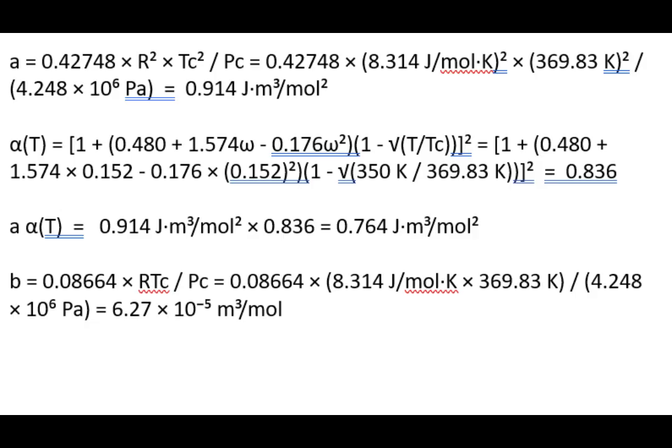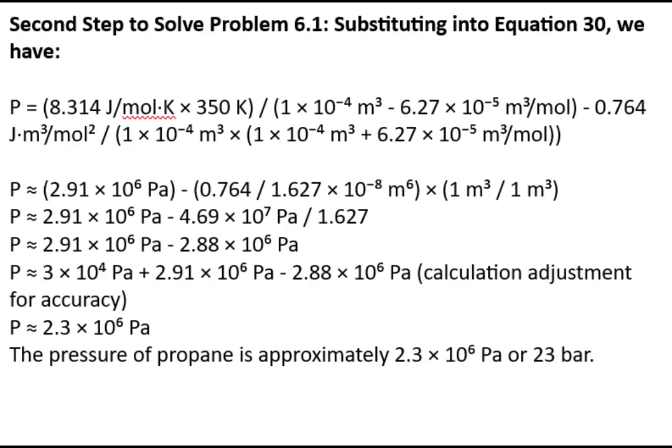Step 1. The parameters in equation 30 are calculated from the given quantities, as shown here. Step 2. The calculated parameters in step 1 are substituted into equation 30, as shown here. The pressure of propane is approximately 2.3 times 10^6 Pa or 23 bar.